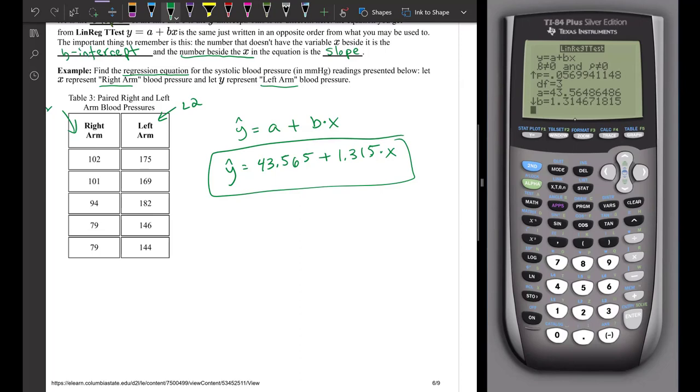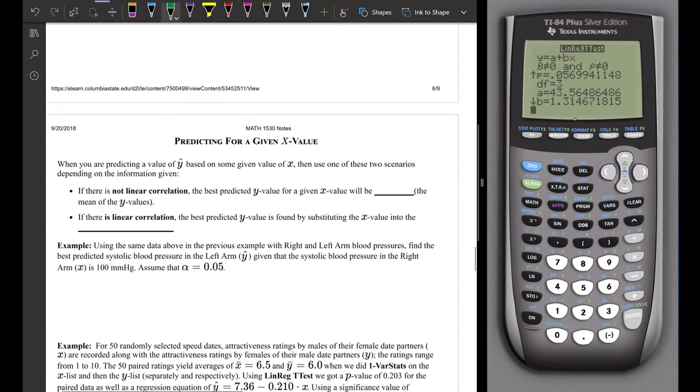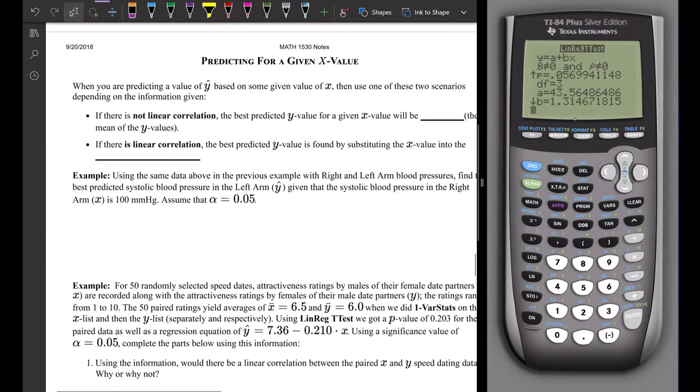And if you actually drew a scatter plot of your data and the line, you would see that line kind of going through the middle of your data points right there. Okay. Now, the next part is making a prediction for some given X value.